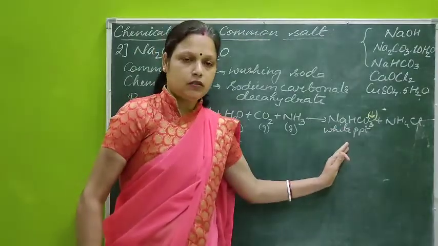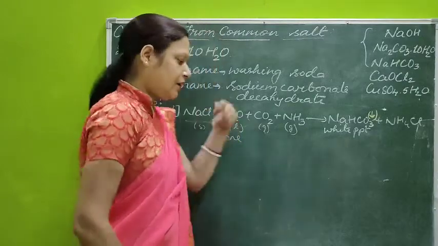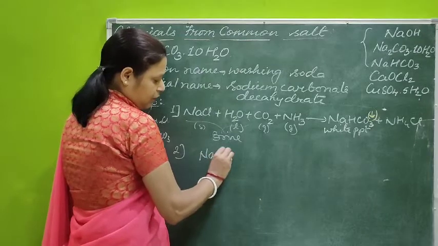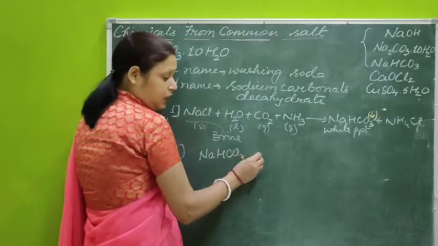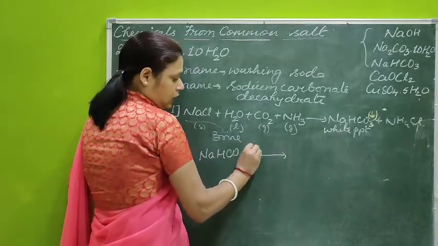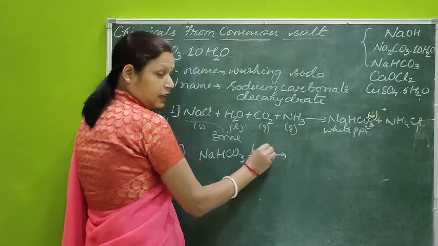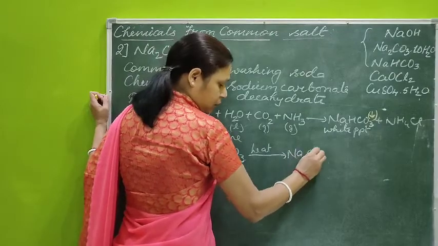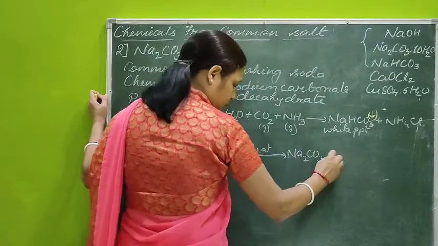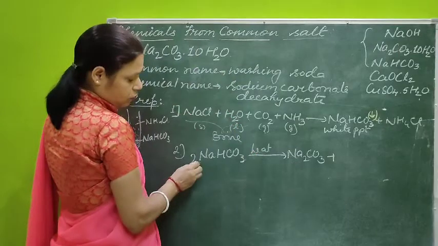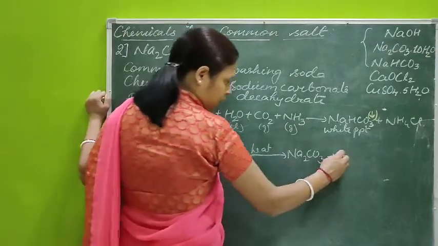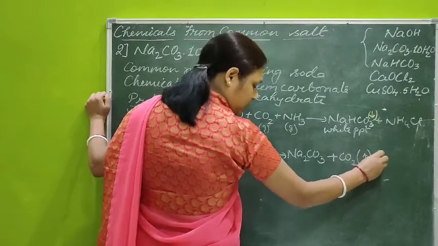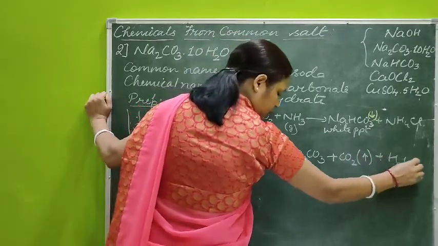Filter this PPT. You will collect the white PPT, and that white PPT is heated. Sodium bicarbonate, which was the white PPT, through this the heat is passed. Then you will obtain sodium carbonate. This is 2NaHCO3. So sodium carbonate, along with that the carbon dioxide gas, which is expelled in the form of gas, and water is also there.